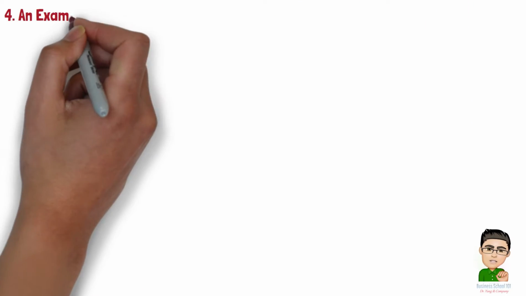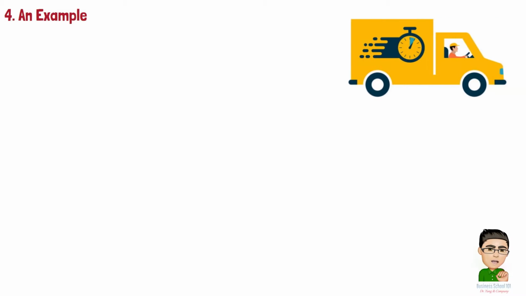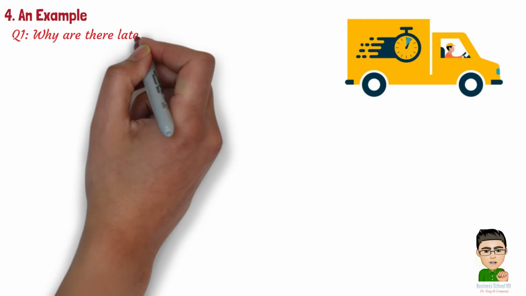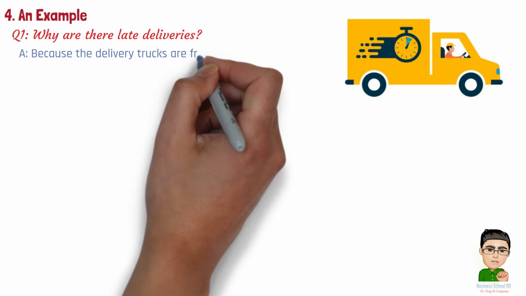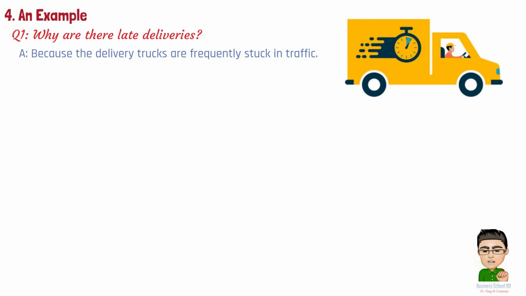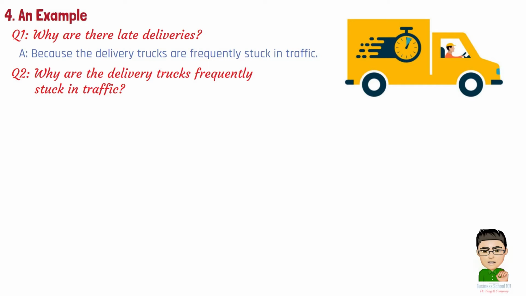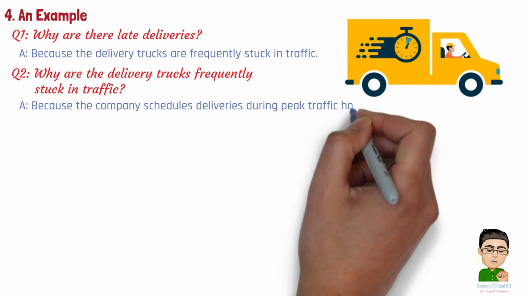Section 4. An example. Let's consider a real-world example involving customer complaints about late deliveries in an e-commerce company. So, the first question should be, why are there late deliveries? The answer is, because the delivery trucks are frequently stuck in traffic. Followed by the answer from the first question, a follow-up question can be, why are the delivery trucks frequently stuck in traffic? Then the answer can be, because the company schedules deliveries during peak traffic hours.